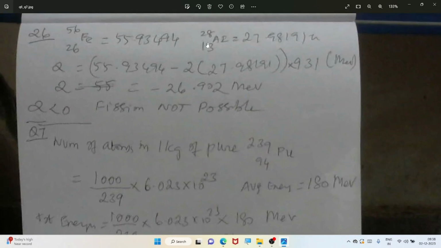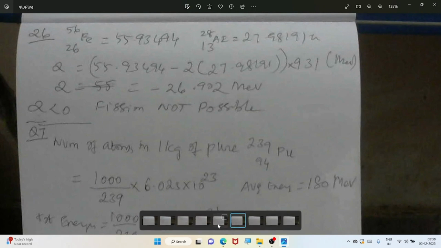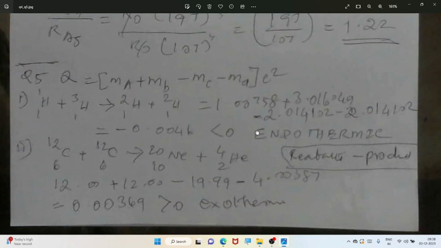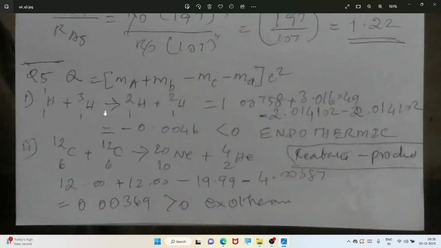So based on that formula, you compute the value. Okay, binding energy of this plus this minus this minus this plus this. These are all given. If the energy is negative, that is endothermic, and in this case, that is coming positive, that is exothermic.